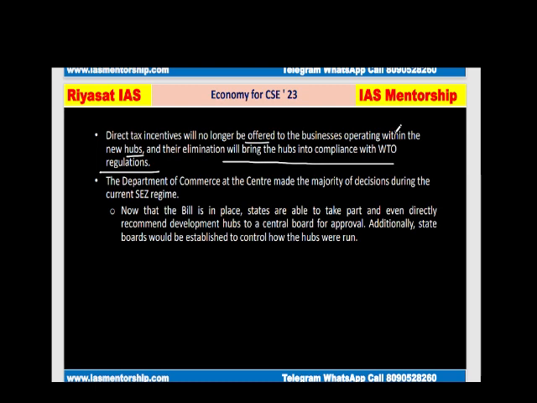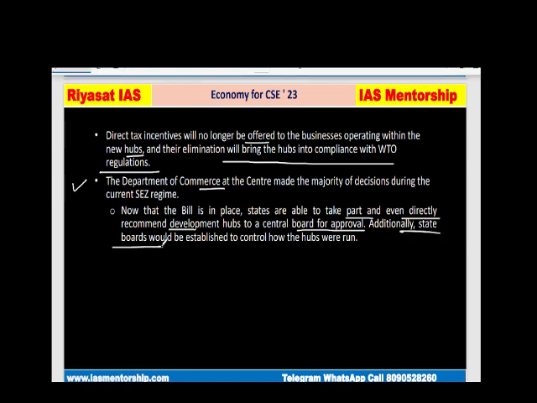Clear? The Department of Commerce at the center. When SEZ was there, the special economic zones were there, who was the main decision-making body? Department of Commerce. But now, states are able to take part, even directly recommend development to the Central Board for Development. Okay. Central Board, now state governments can also take part in decision-making. Earlier, what used to happen? Only the Department of Commerce was there. But now, state governments can also take part. Additionally, state boards would be established to control how the hubs were running.